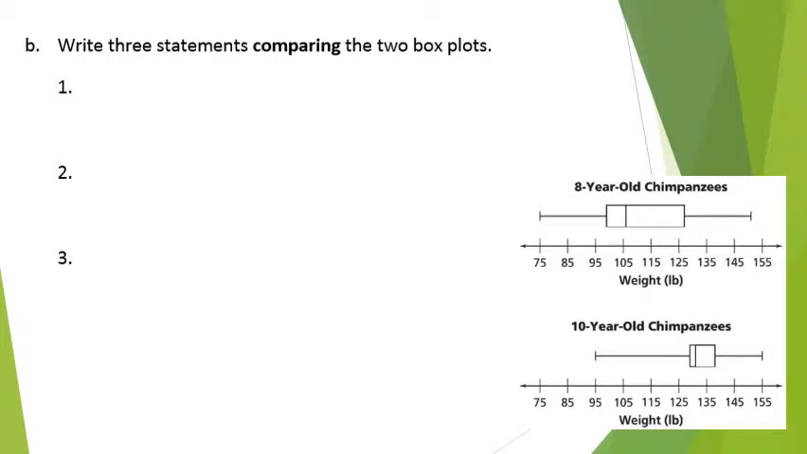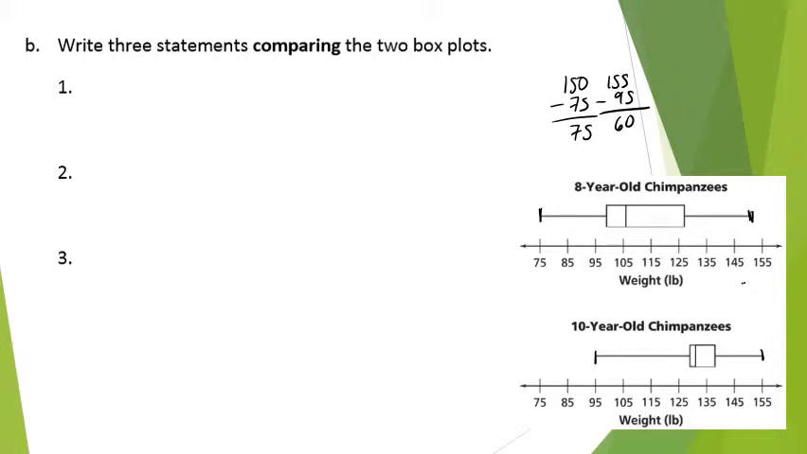Next, let's talk about writing 3 comparison statements for the box plots. So one way to compare them would be to look at the amount of variability. And for example, we could look at the ranges of the chimpanzees. So for example, the range for the 8-year-old chimps, I can see that they go from 75 to around 150. And so if I take 150 and I subtract 75, I would have a range of 75. The 10-year-old chimpanzees go from 95 to 155. So if I take 155 and I subtract 95, I get 60.